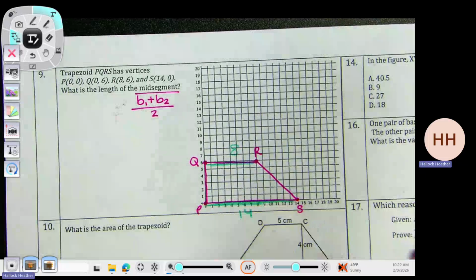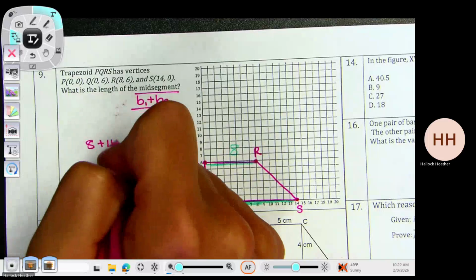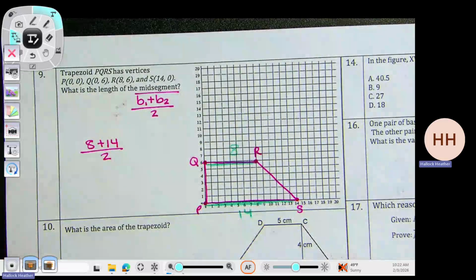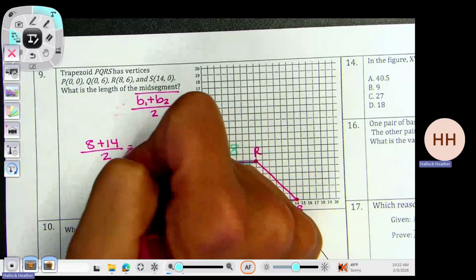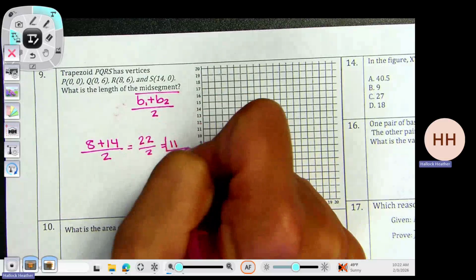So we're doing 8 plus 14 divided by 2. So 8 plus 14 is 22. Divided by 2 is 11.